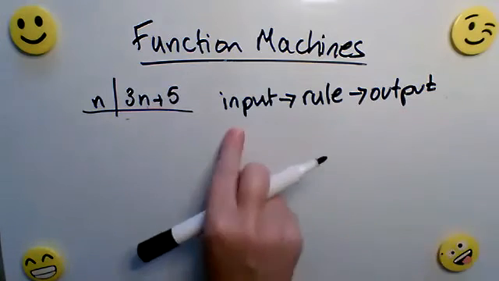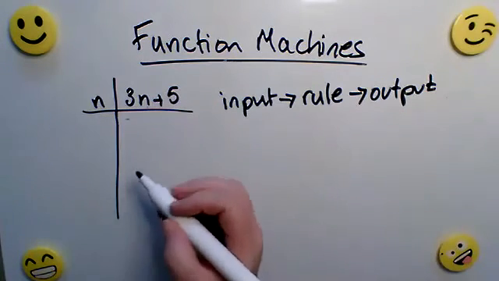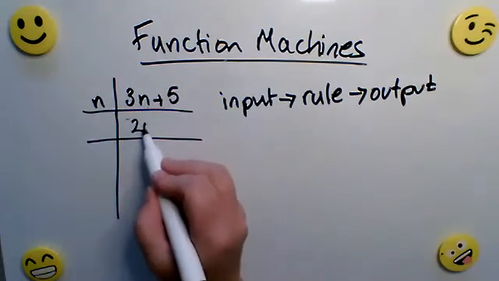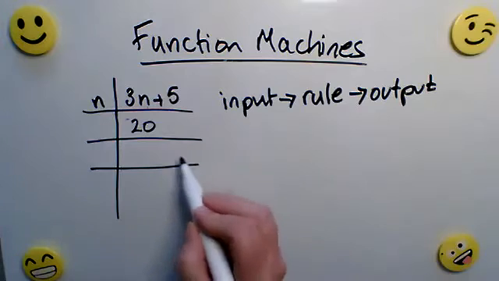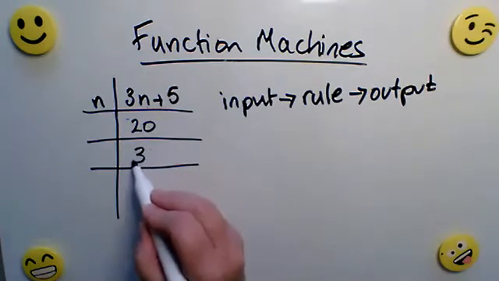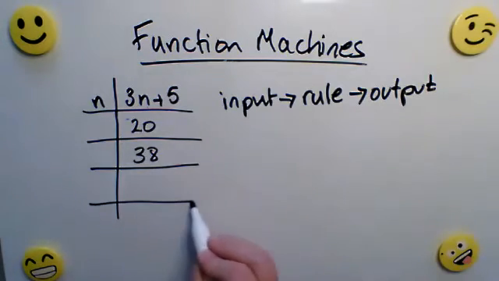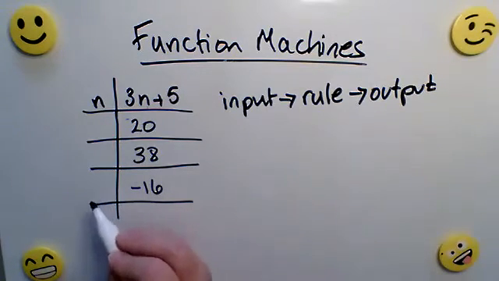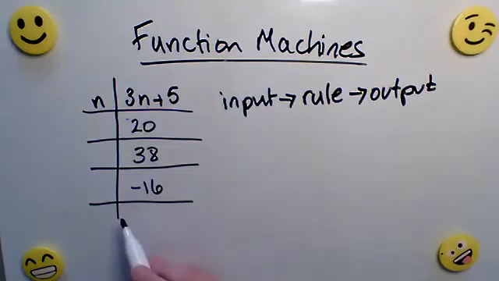So all well and good if we're told what the input is, but what if we're told what the output is? We need to work backwards. So let's just pop a few examples down. Let's say if the output was 20, what would n be? If the output was 38, what would n be? And if the output was negative 16, what would n be? Now, if you want to have a little go at these, pause the video and then I'll go through the answers.